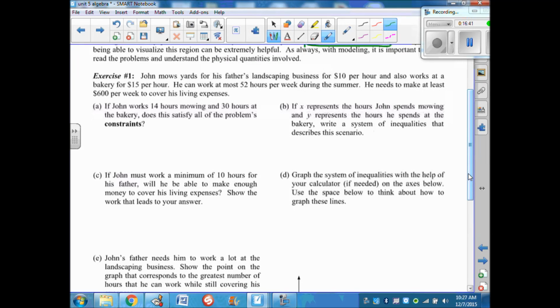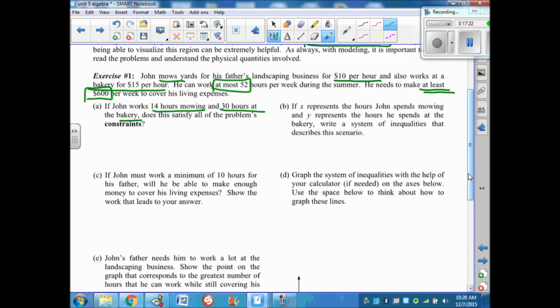It says that John mows yards for his father's landscaping business for $10 per hour. So that's mowing lawns. And he also works at a bakery at $15 per hour. He can work at most 52 hours during the week in the summer, and he needs to make at least, so we've got some keywords there, $600 per week to cover his living expenses. So it says if John works 14 hours mowing the lawn and 30 hours at the bakery, does that satisfy all the problem's constraints?